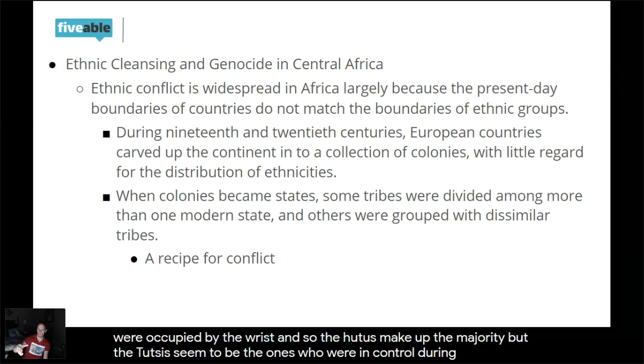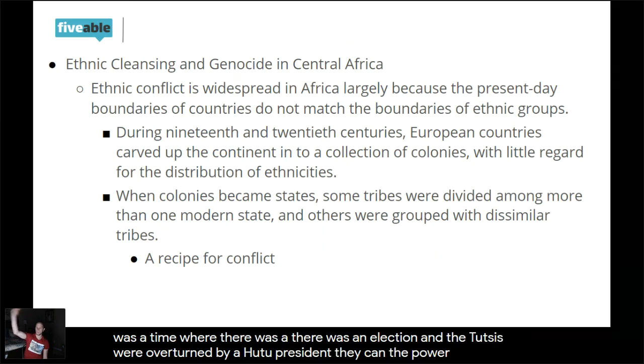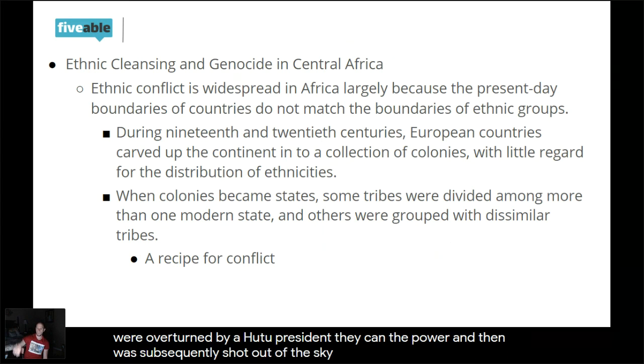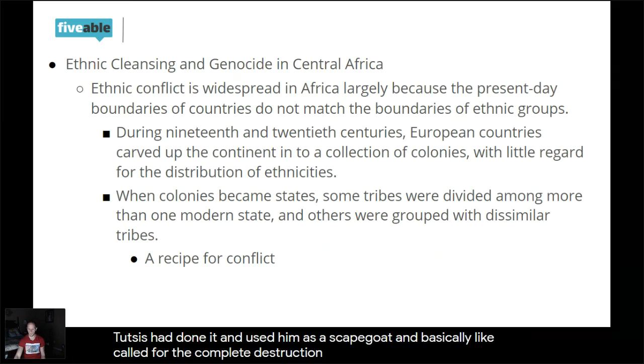There was a time when there was an election, and the Tutsis were overturned by a Hutu president that came to power and was then shot out of the sky. Because of that, Hutus thought the Tutsis had done it and used them as a scapegoat, and basically called for the complete destruction of the Tutsi people.